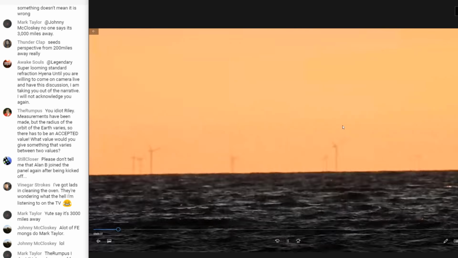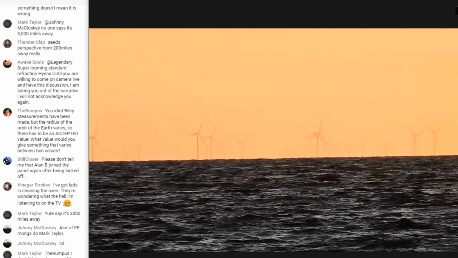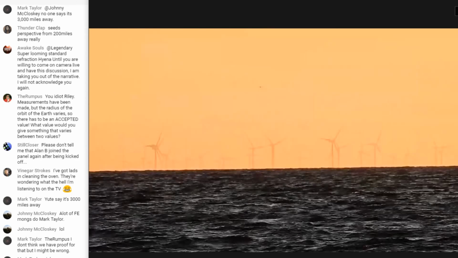The earth's flat, guys. So whilst you're cleaning your oven, just be thinking about how flat and level those wire mesh grills are. That's the horizon that you see every time you go to the beach.